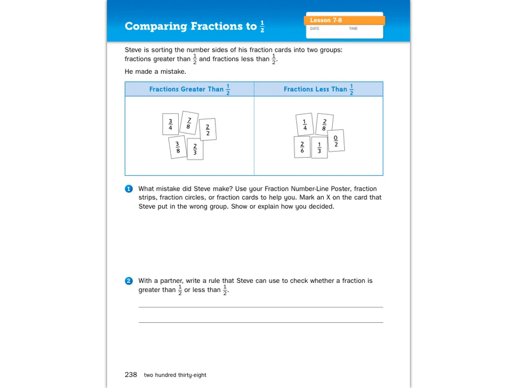Steve is sorting the number sides of his fraction cards into two groups, fractions greater than 1/2 and fractions less than 1/2. This is really similar to the lesson that we did yesterday. He made a mistake somewhere in here. On this side we have fractions greater than 1/2, and over here fractions less than 1/2. I want you to go ahead and look through and find where Steve made a mistake. Go ahead and pause the video to find where he made a mistake.